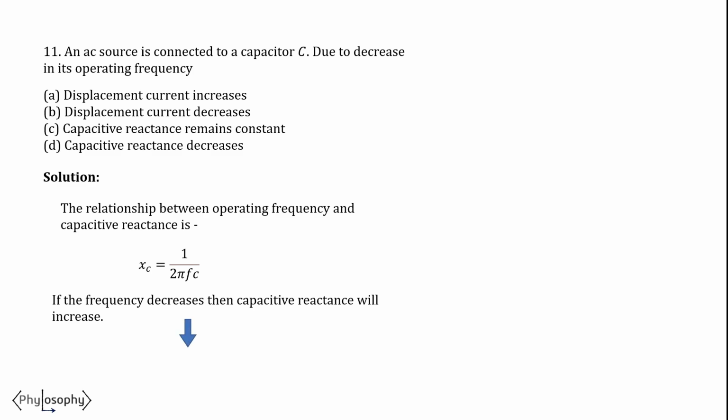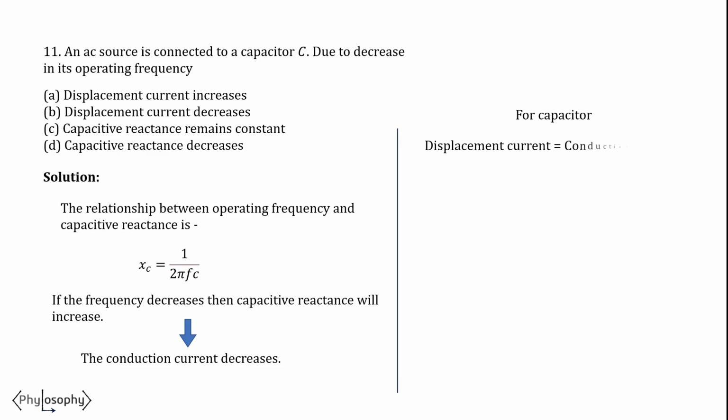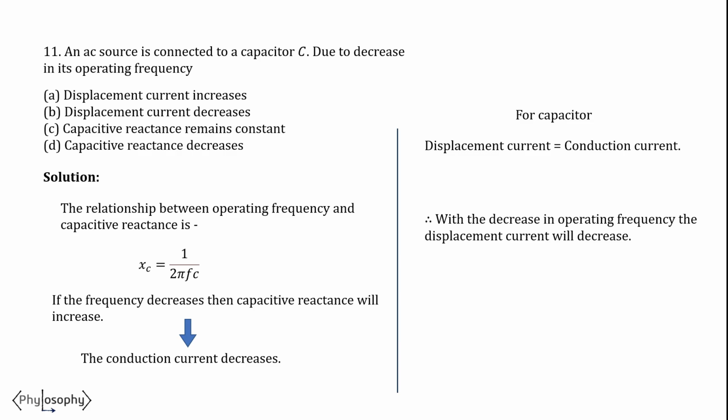And as capacitive reactance increases, the conduction current will decrease. But in case of capacitor, displacement current is equal to conduction current. Therefore, with the decrease in operating frequency, the displacement current will decrease. So, option B is the correct answer.